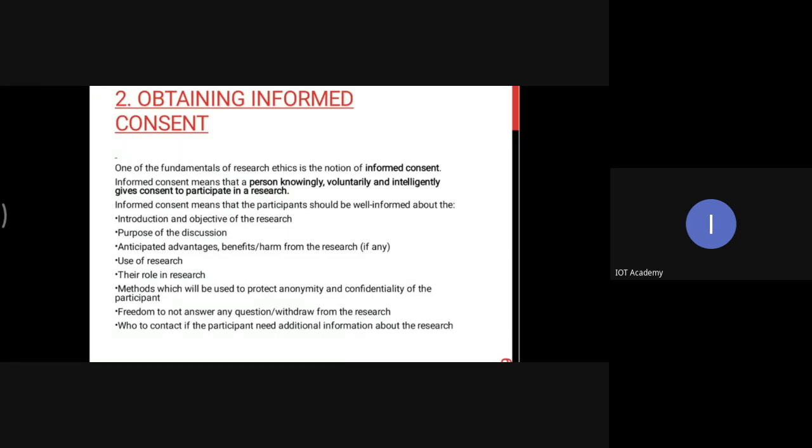Why we are collecting the data? What is their role? What kind of benefit or risk would they face in case they participate? And of course, they have the freedom to decide which questions to answer and which questions to skip. And in case they have any query, where to contact.